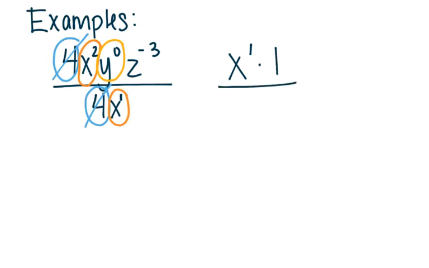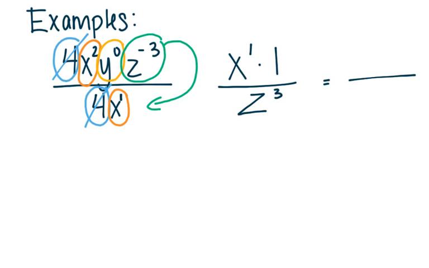Okay? And then we have this x to the negative 3. We never want negative exponents, so we're going to move it to its opposite position. So I'm going to move this to the bottom, and I'm going to make the exponent positive. So let's clean this up a little bit. Alright, x to the first power is x. x times 1 is just x. So this becomes x over z to the third power.